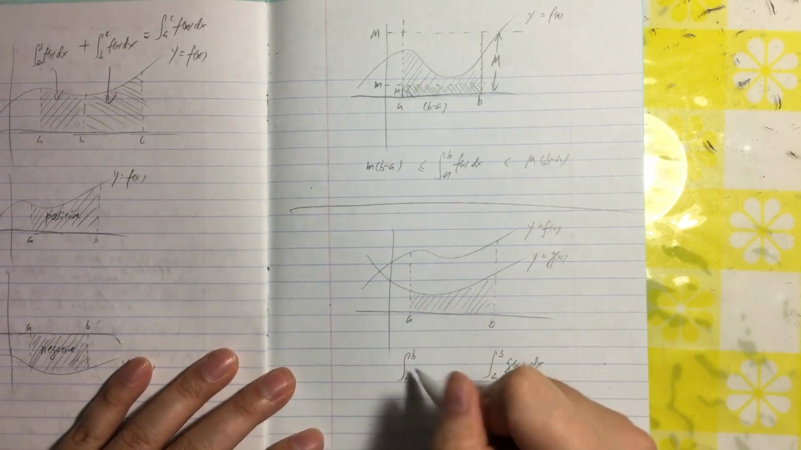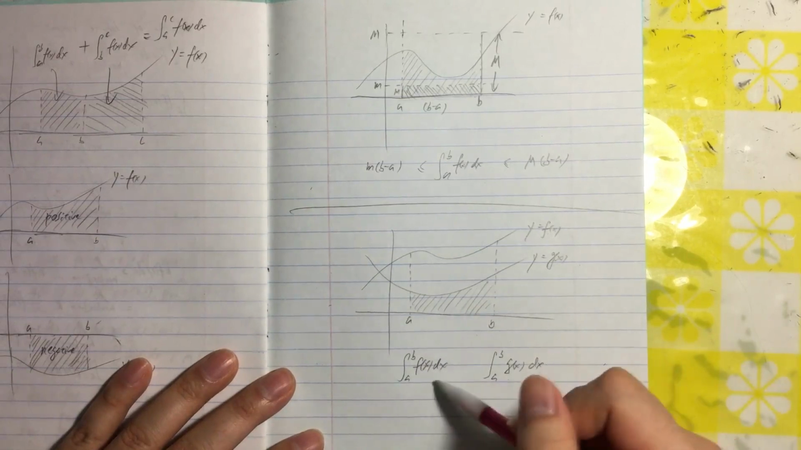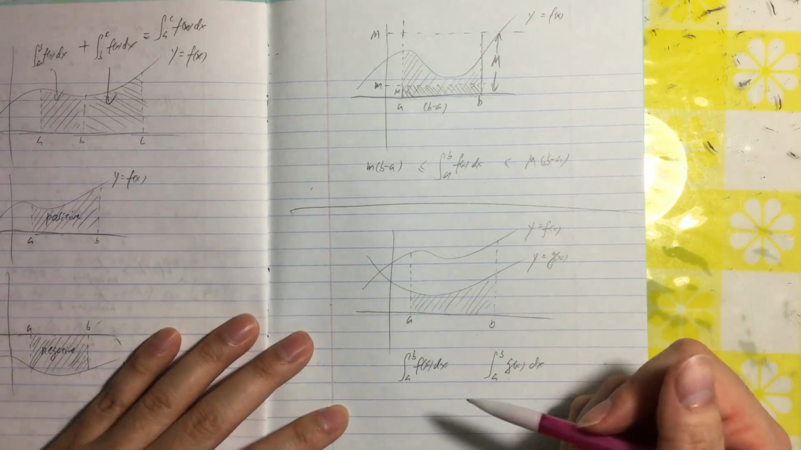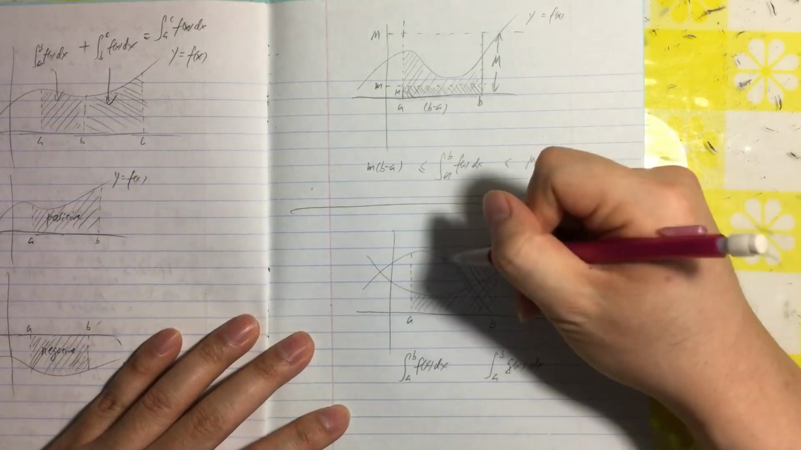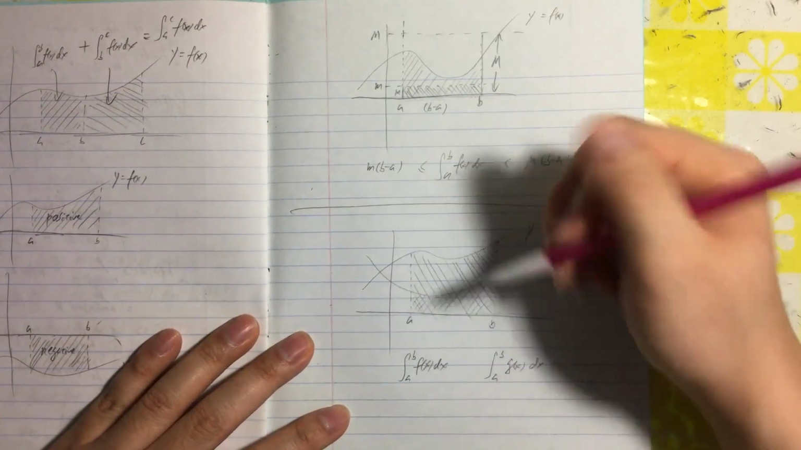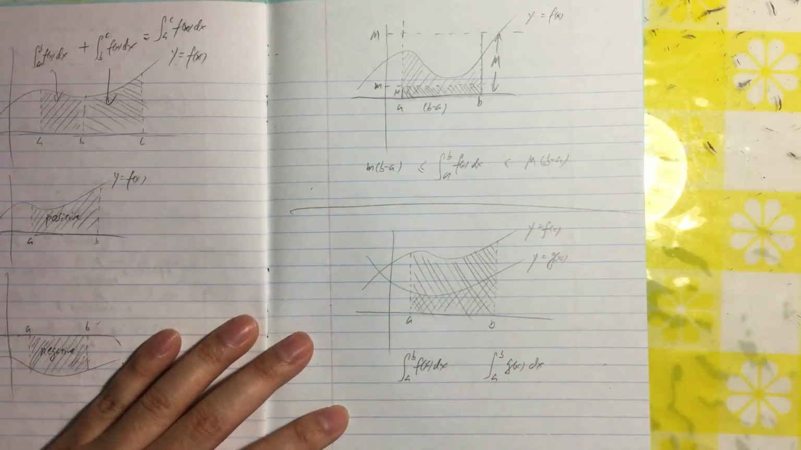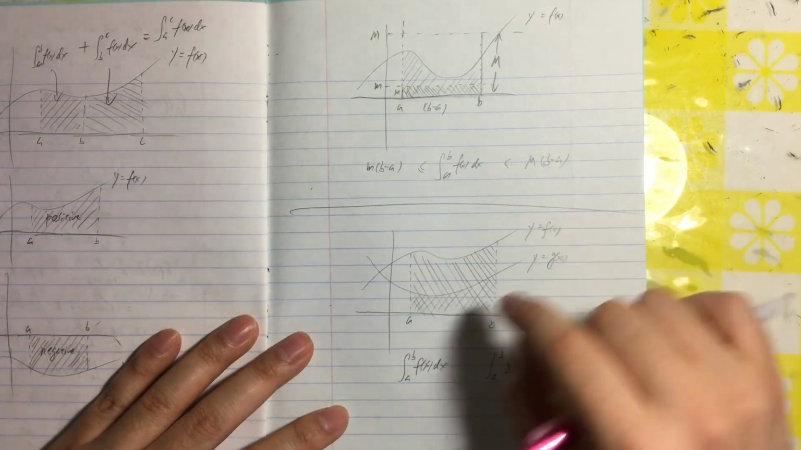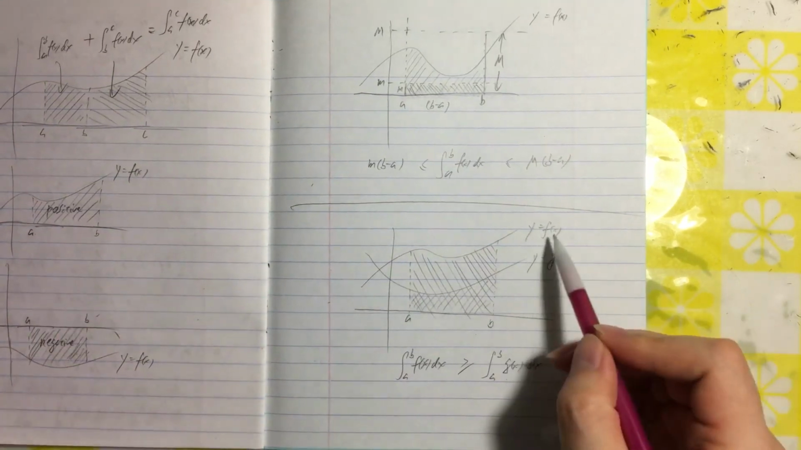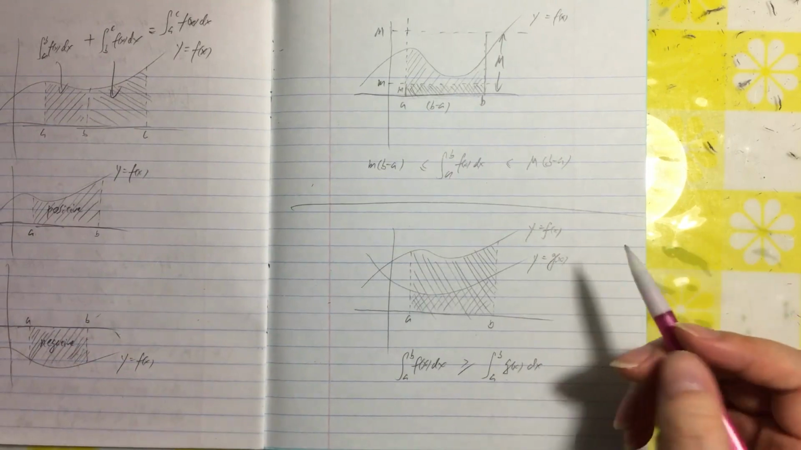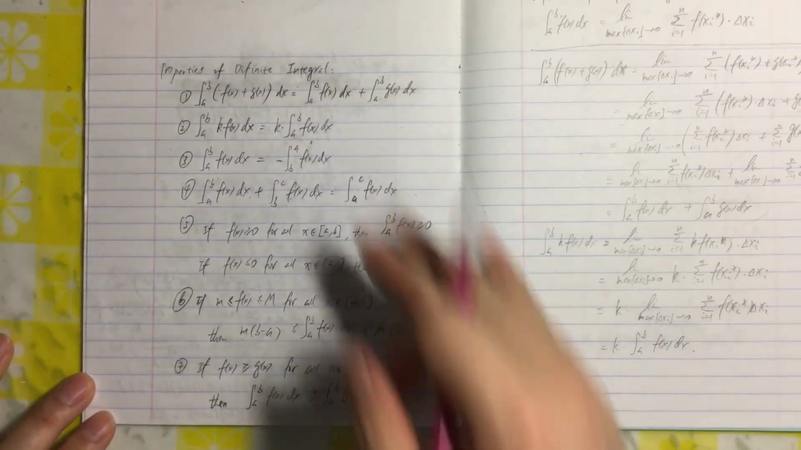What does the integral from a to b of f of x dx mean? It represents the area under the curve f of x from a to b. We can clearly see that since f is above g, the area under f is more than the area under g. That's why if f of x is greater than g of x, then the area under function f is more than the area under g. Those are the properties of definite integrals.